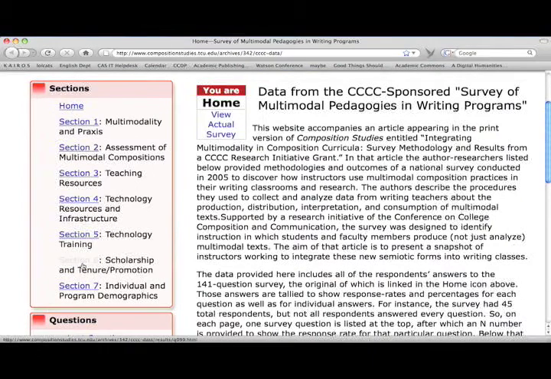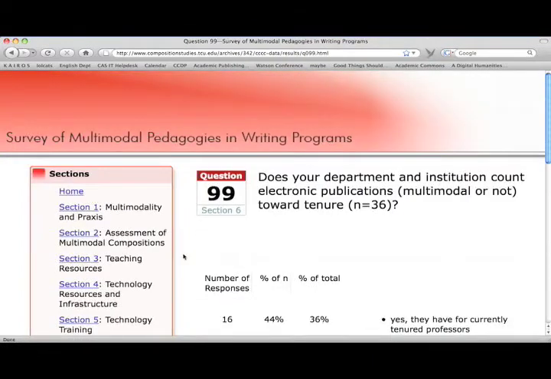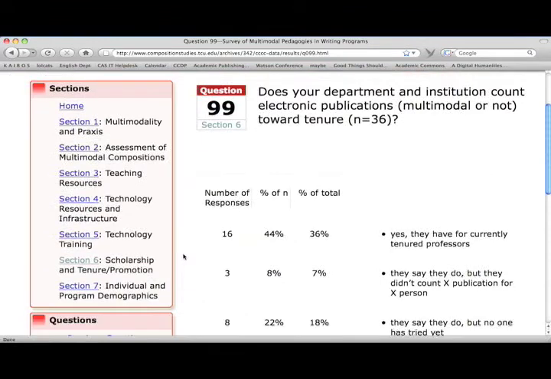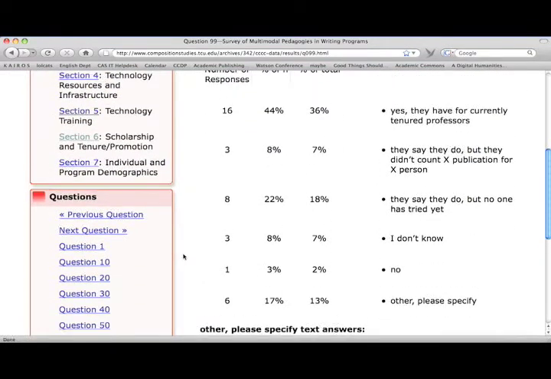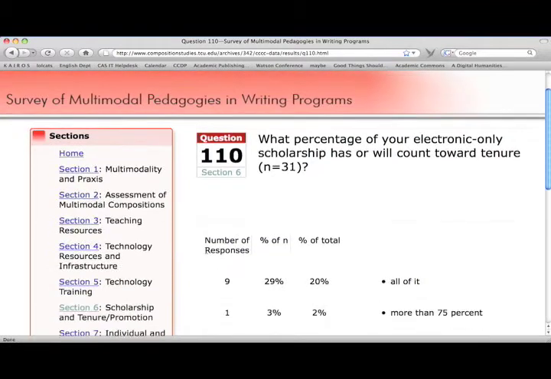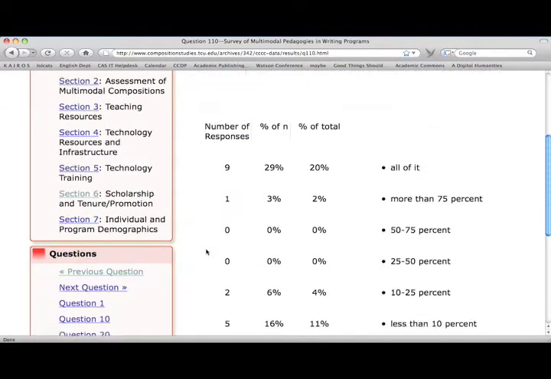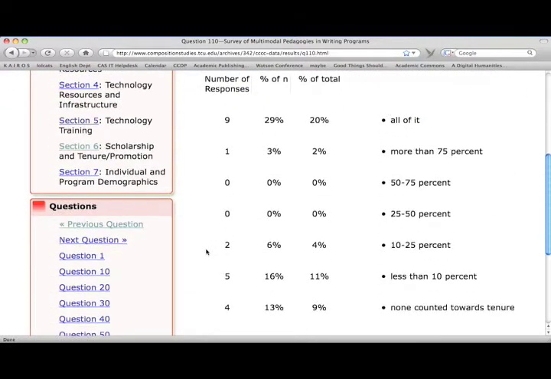In the summer of 2006, I conducted a study asking digital writing scholars whether they had produced any new media scholarship and whether any of that scholarship had counted towards tenure. The majority said they hadn't, because their university's tenure guidelines were unclear on electronic scholarship, and they didn't want to take the chance that their work wouldn't count.